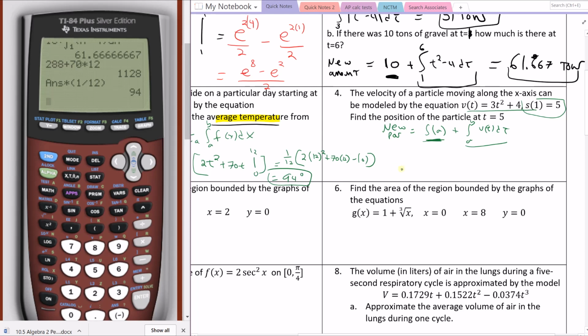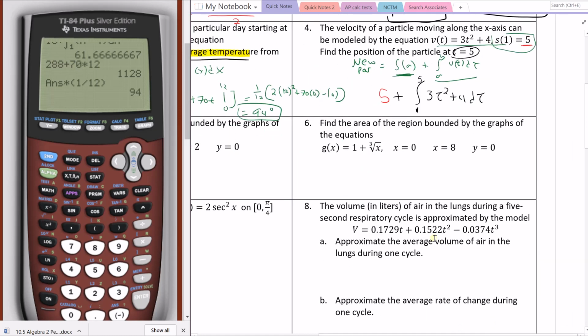So to do this, let me erase that real quick. We started at 5, so we're going to put this 5 first, plus, what was the t value that gave us that 5? Well, it was 1. And then we want to go all the way to 5 seconds, so we're going to go to 5 of 3t squared plus 4 dt. And we work this out.